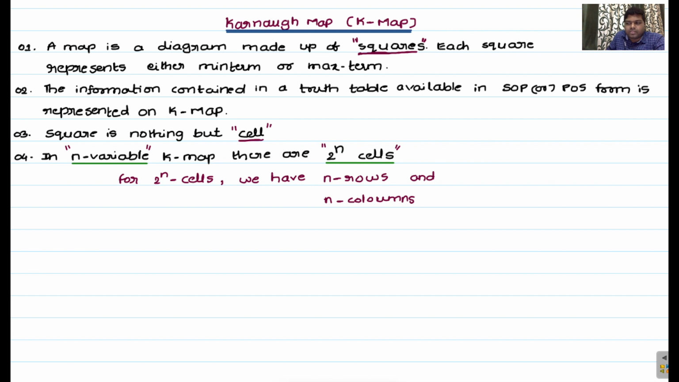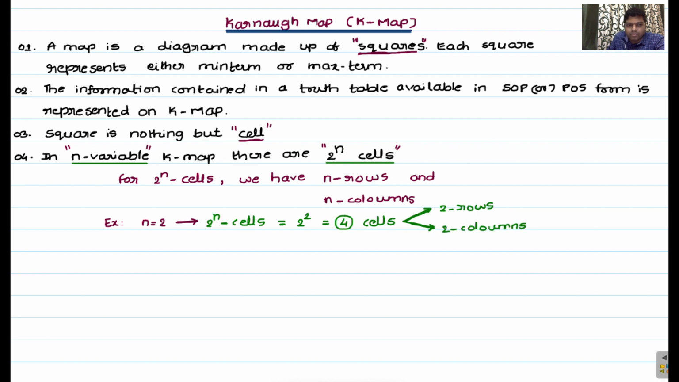Okay, for example, here I am taking n equals 2, that is 2 bits. That means there is a possibility to get 2 to the power of n cells. Here n equals how much? 2. That means we have a total of 4 cells. Out of these 4 cells, we have n rows and n columns, where n equals 2. That means 2 rows and 2 columns.